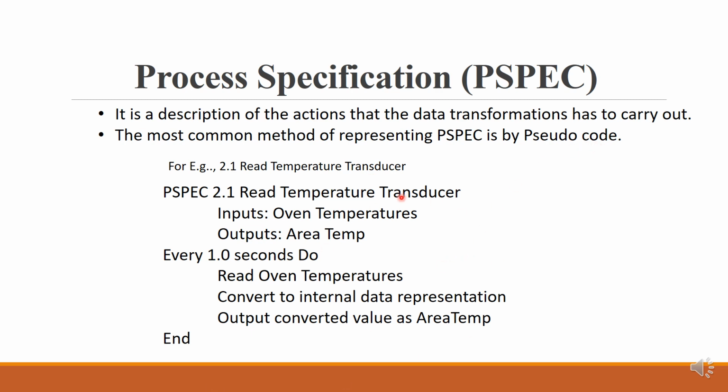One example we can see here, where a data-level transformation is taken in order to define its specification. For this particular transformation, read temperature transducer, it has an input, oven temperature, and an output, area temperature, and the action it performs in order to send a value to the area temperature is written here. Every pseudocode ends with the syntax END, and we can give a process specification number, such as 2.1, and so on.